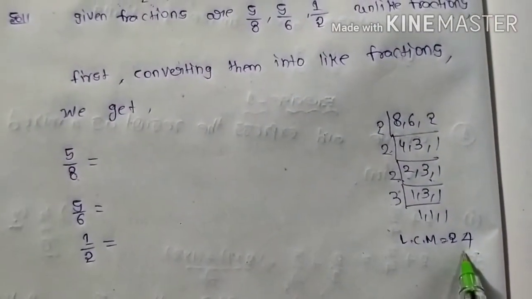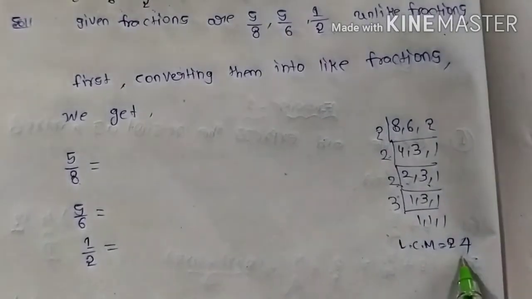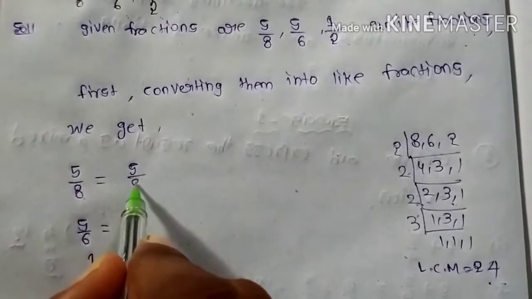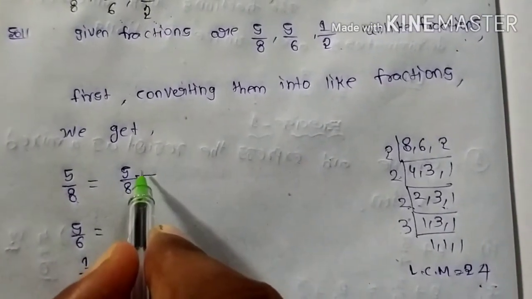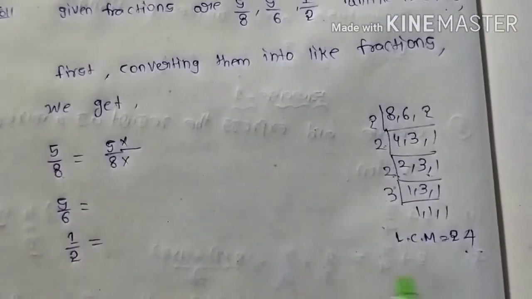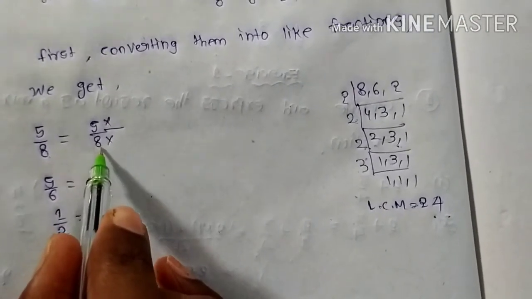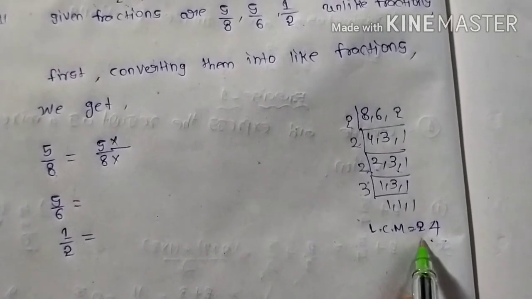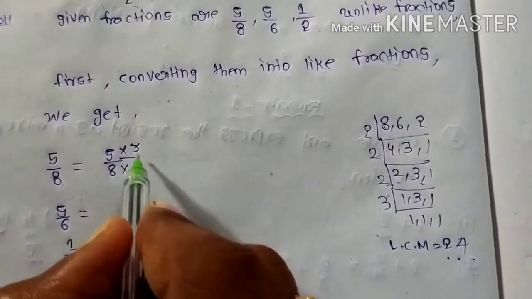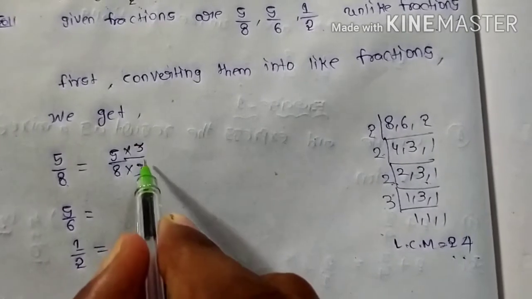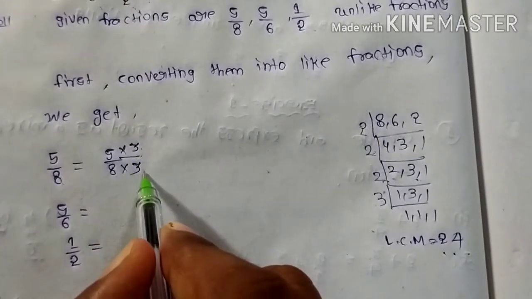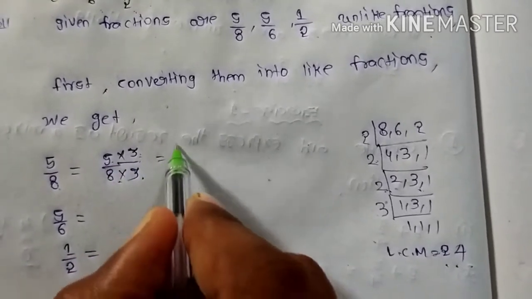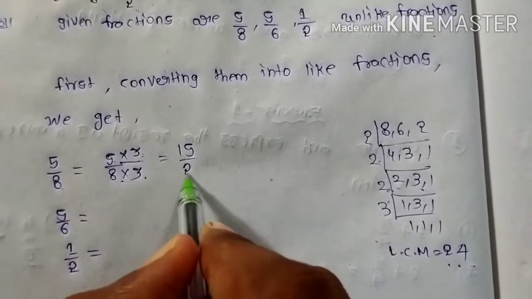How can you convert? In the previous class we have learned equivalent fractions. I am writing here 5 by 8. How can you convert 8 into 24? 8 ones are 8, 8 twos are 16, 8 threes are 24. So you can multiply and divide with 3 only. It is very easy. If you multiply and divide with the same number, the fraction will not change. Yes or no? Yes. 5 threes are 15, 8 threes are 24.